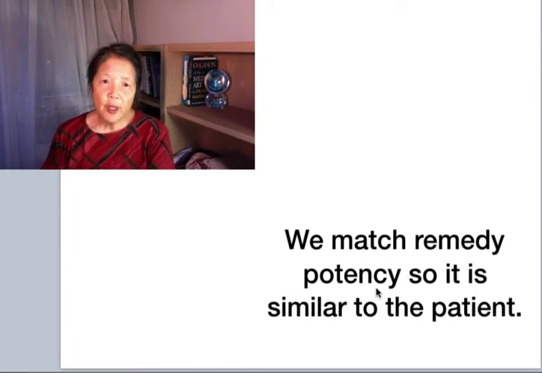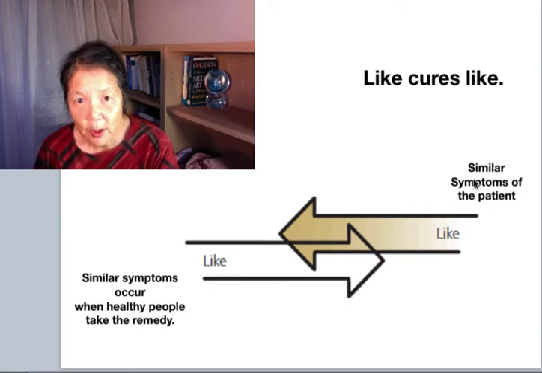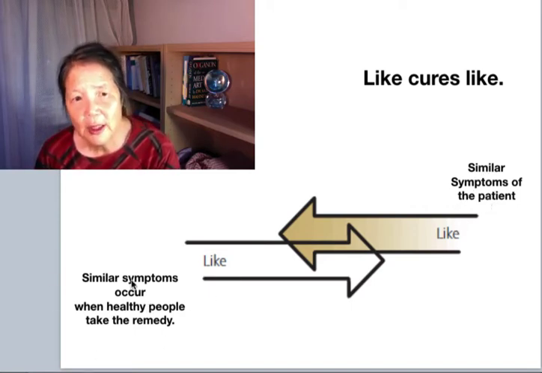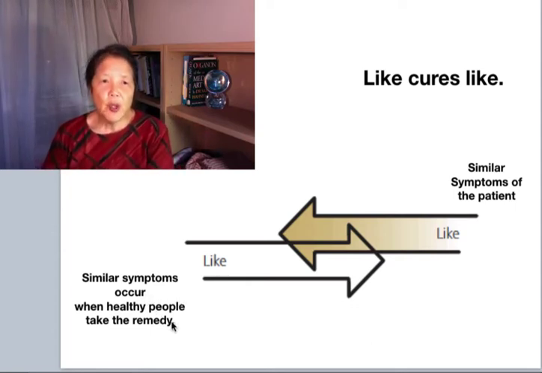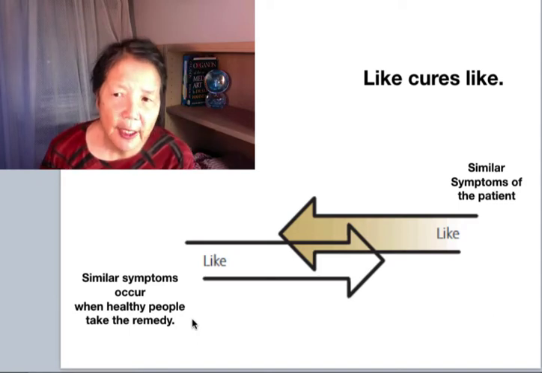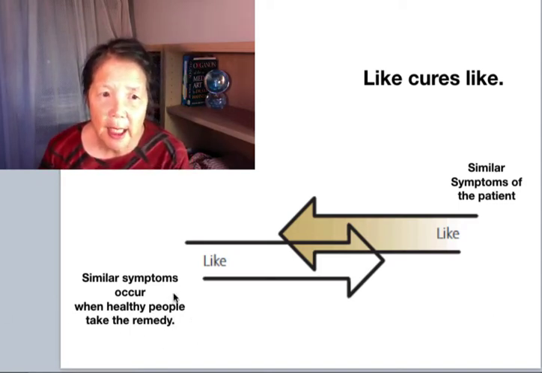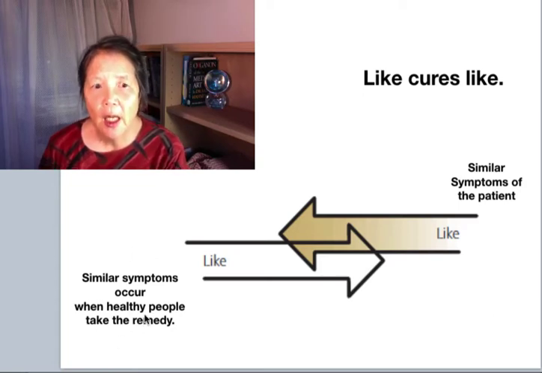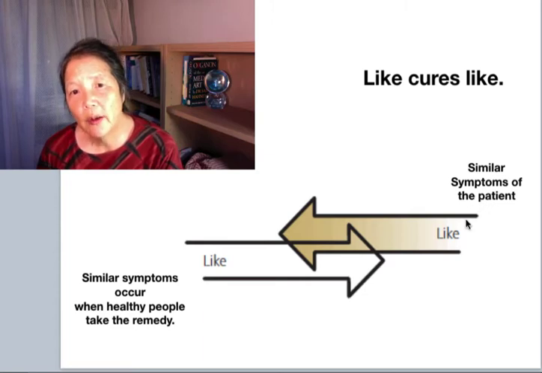So we match the remedy potency to the patient. That isn't nearly so important as this one, matching the symptoms of the patient. How do you know what the symptoms of the remedy are? We actually give the remedy to healthy people, and when they take this remedy, a certain percentage of these people react, and they produce symptoms. And we know that these symptoms will also cure the person who is sick and has that problem.